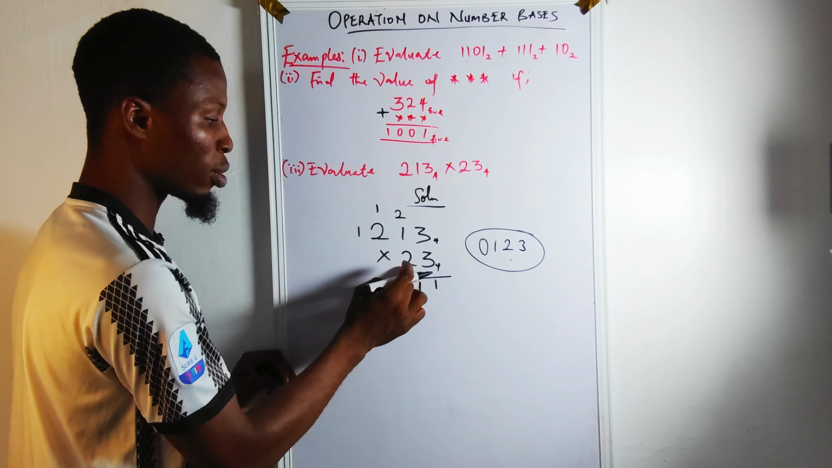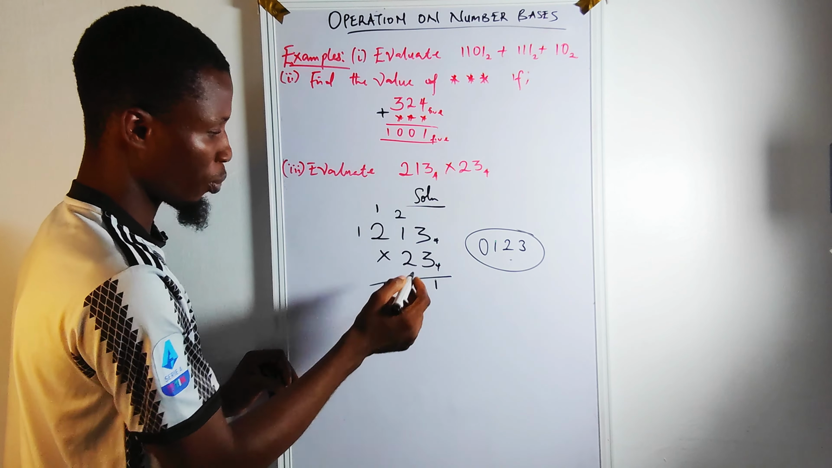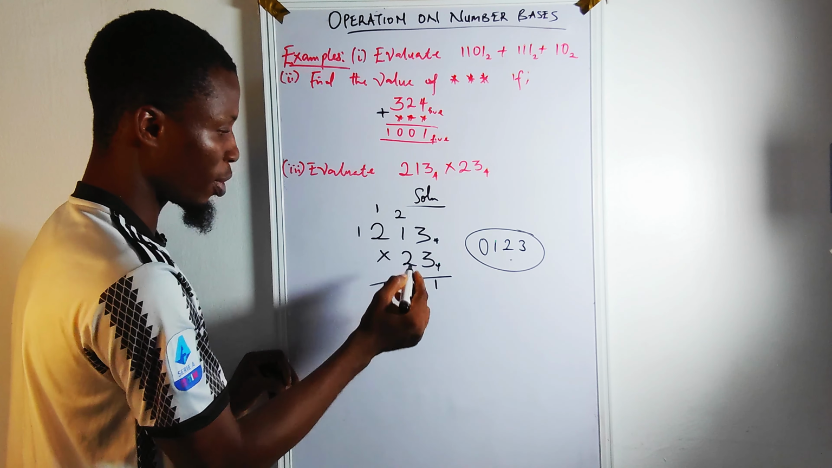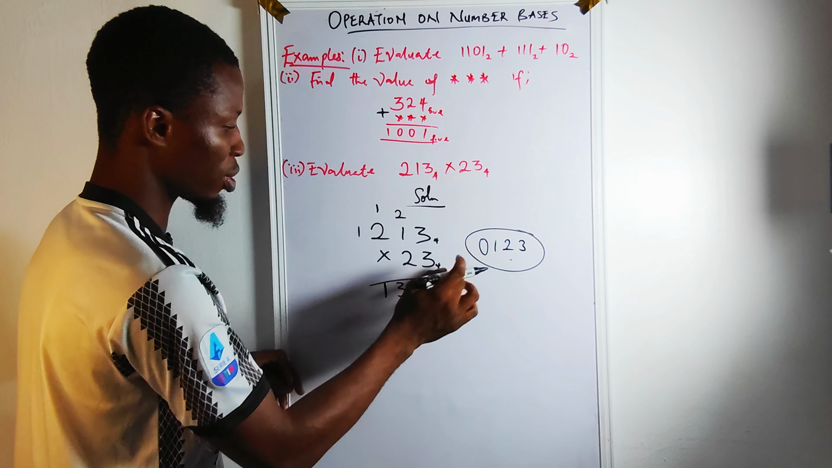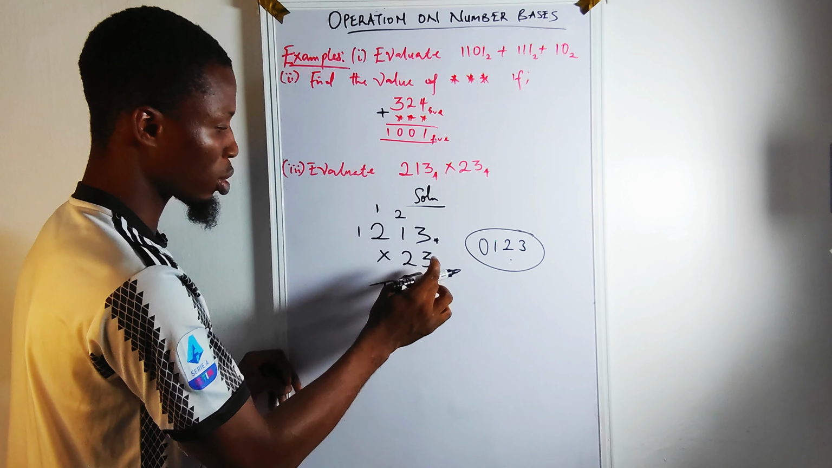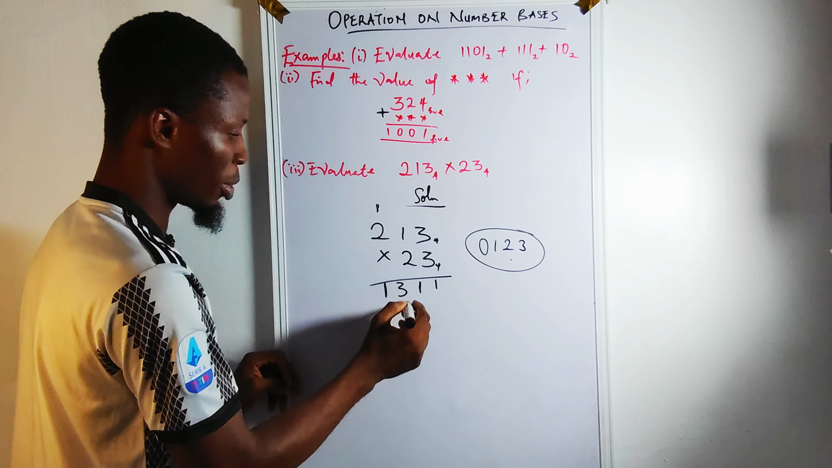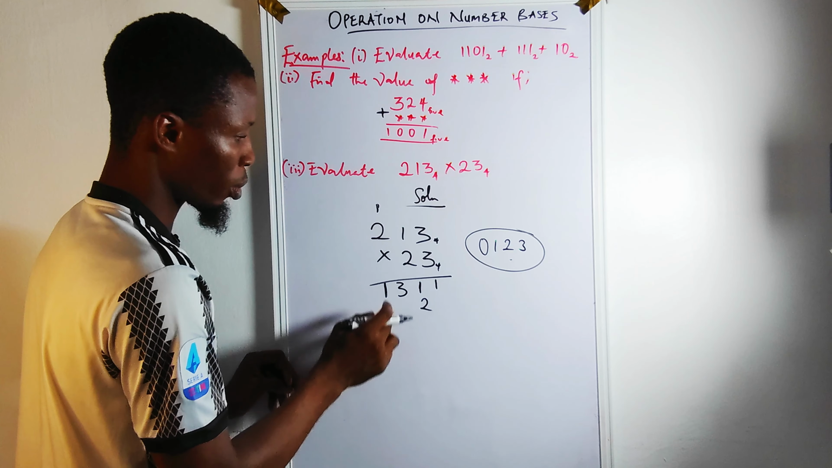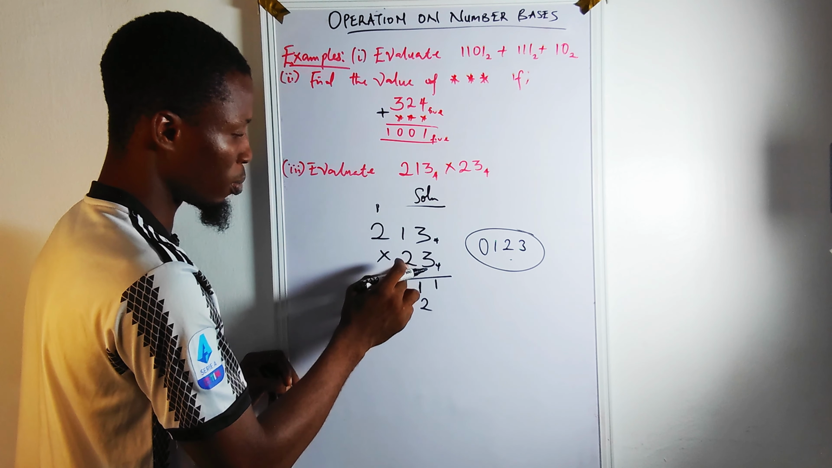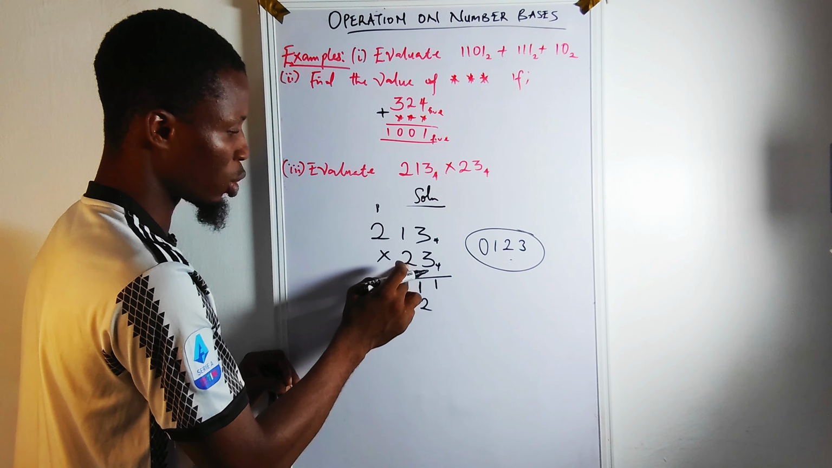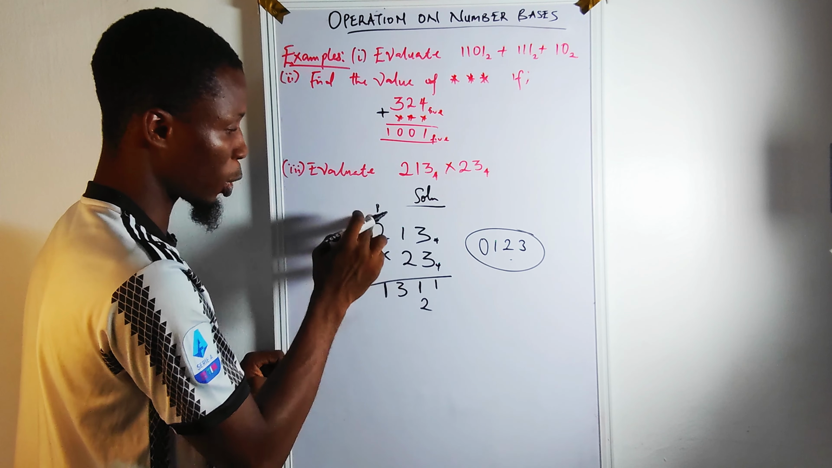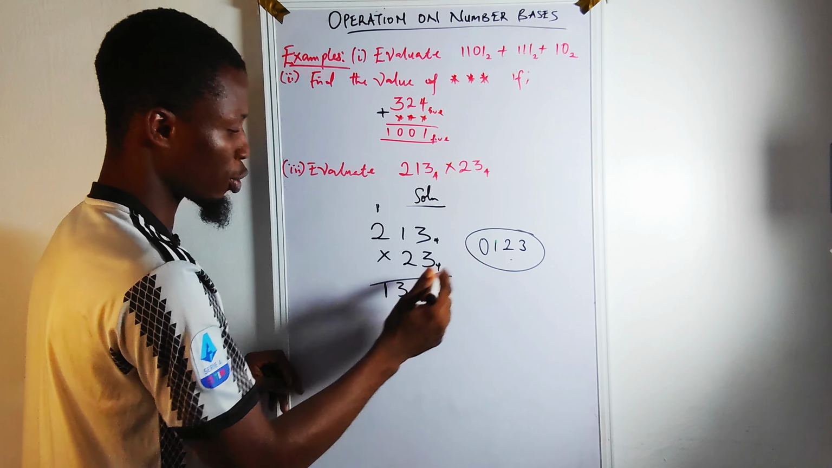Now let's go to the second digit. So 3 times 2 is 6. 6 is not a member here, so 6 divided by 4 is 1, remainder 2. 1 times 2 is 2. Plus 1, 3. 3 is a member, so you can write it.